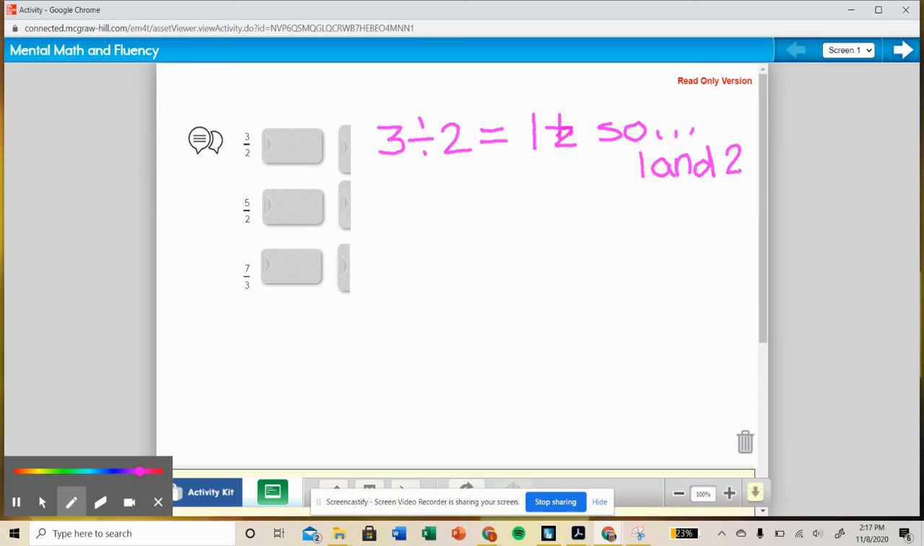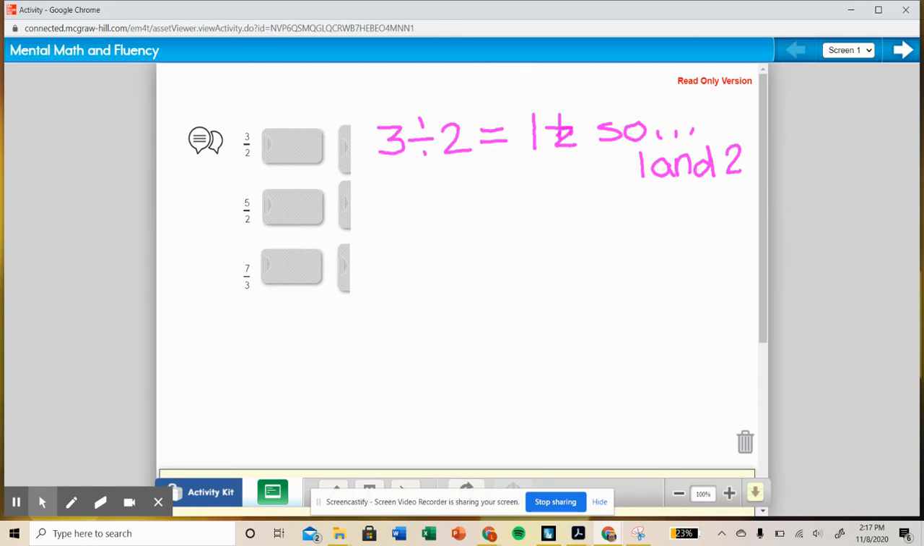Okay, so if we take a look at the first fraction, we have 3/2. And we know that 3/2 is the same as 3 divided by 2. And if we divide that out, we know that 3 divided by 2 is equal to 1 whole, and we have 1/2 left over. So 3/2 is between 1 and 2 for the whole number. So how did you do?